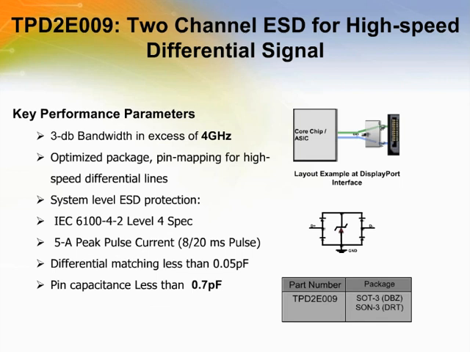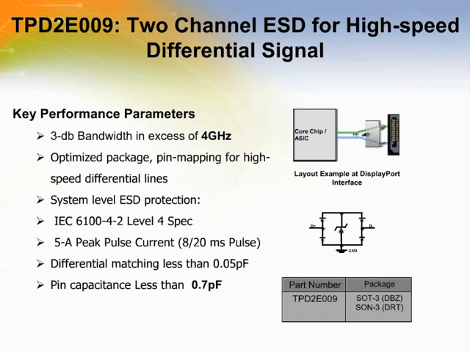The TPD2E009 provides 2 ESD clamp circuits with flow-through pin mapping for each board layout. This device has been designed to protect sensitive components which are connected to ultra-high-speed data and transmission lines.